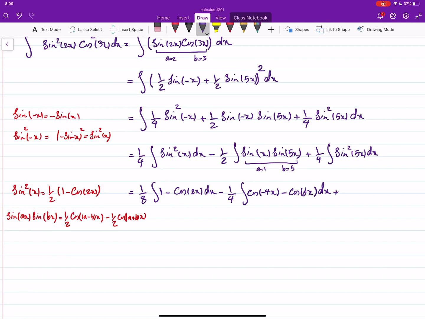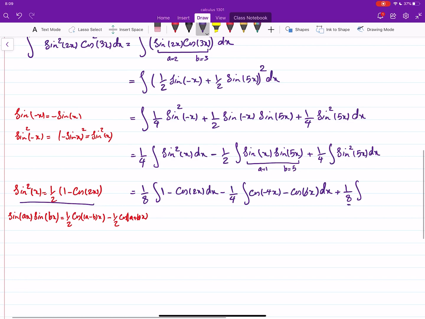Plus, the last one is also like the first one. I will use half angle or power reducing formulas. Sine squared of something is half of, that's why I put 1 over 8, 1 minus cosine of twice that angle, so that is 10x dx. Okay, having everything set up, now I can go ahead and integrate one by one.